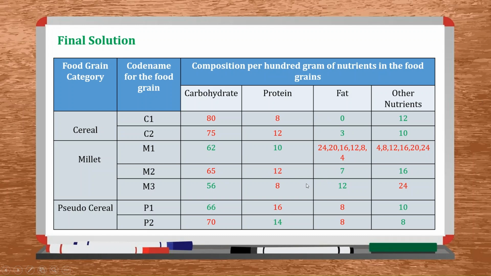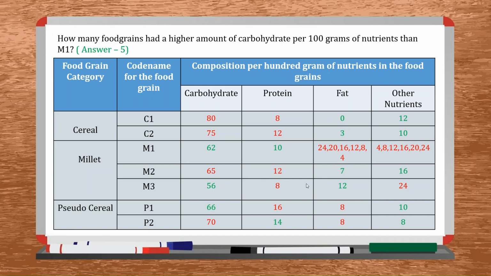Now let's look at the questions that we have. How many food grains have a higher amount of carbohydrate per 100 grams than M1? If you look at the carbohydrate column, the carbohydrate content in M1 is 62. And you can see that five of the food grains have more than 62. Therefore, the correct answer here is 5.